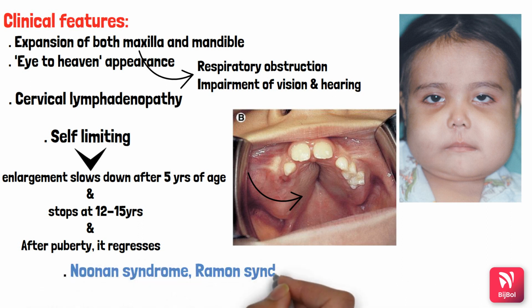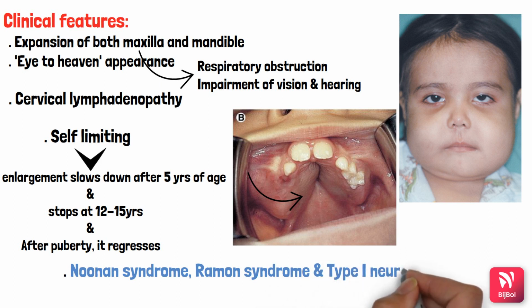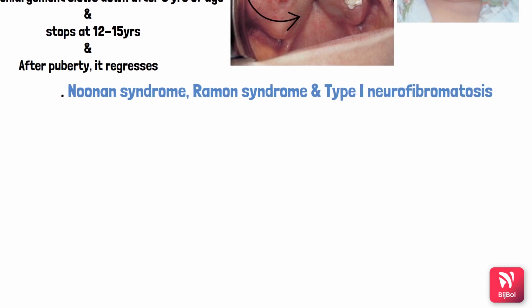So this cherubism, it can be associated with various other syndromes like Noonan syndrome, Raymond syndrome, and type 1 neurofibromatosis. So these are the various clinical features that are seen in cherubism. Now let's see radiographic features.